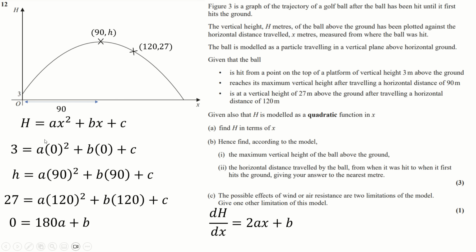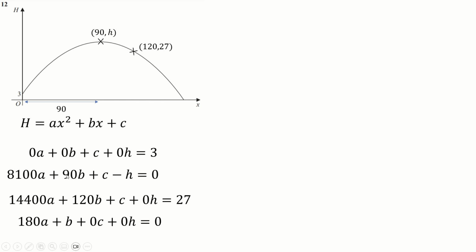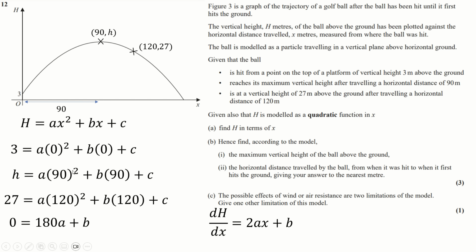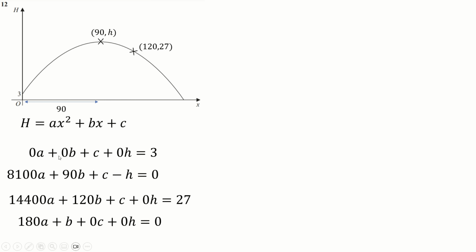I'm going to clean up all these equations, and the way I'm going to do that is I'm going to put all of the a's, b's, c's and h's on one side, and put all the numbers on the other side. And I think I get this. I've also, of course, got to square out these things. So just verify for me that I'm doing this right.